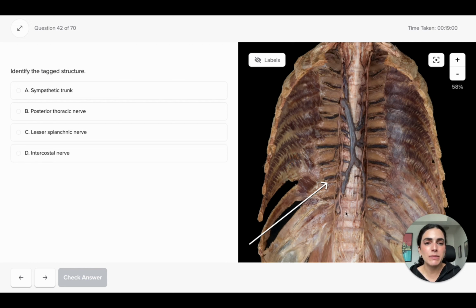We could also see some other nerves here, including the sympathetic trunk, which runs more along the lateral sides of the vertebrae. So as far as our question here, identify the tagged structure. The tagged structure is going to be the intercostal nerve.